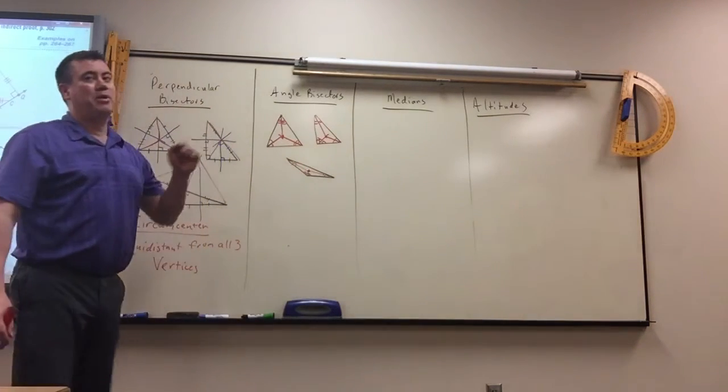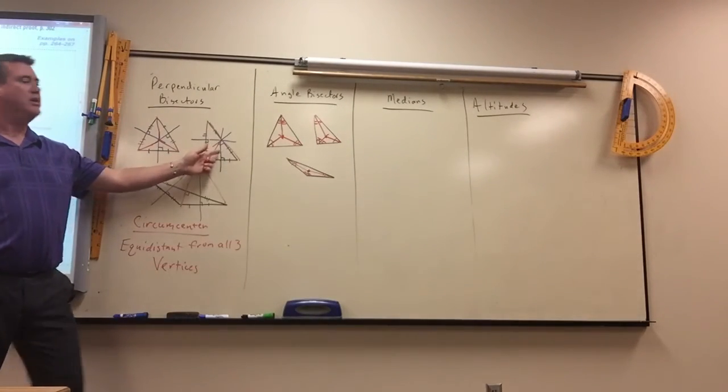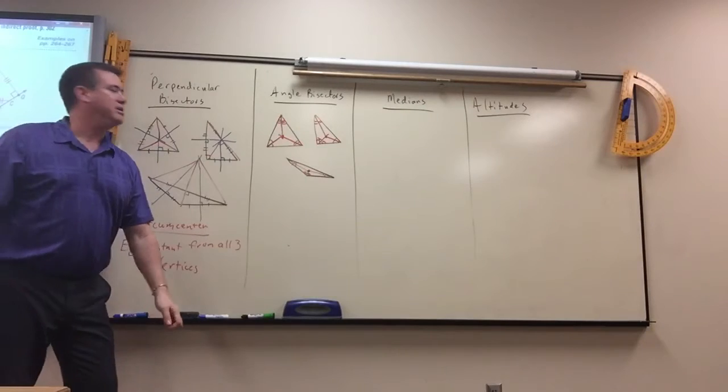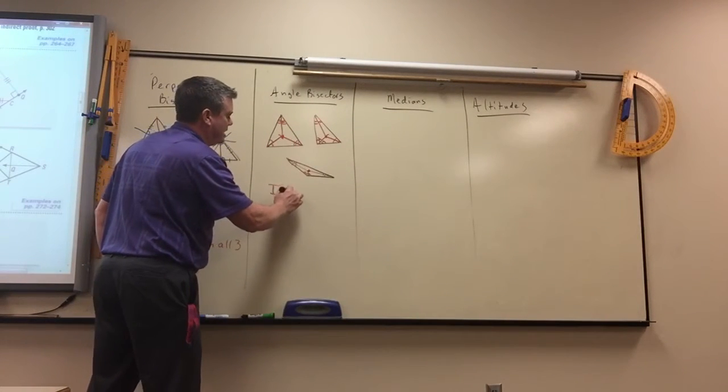Okay, so remember, make the marks on here. Show that sides are bisected and it's 90 here. Show that the angles are bisected here. This point, you need to know the name of that. That is the incenter.